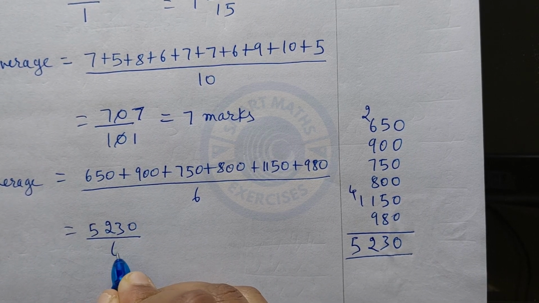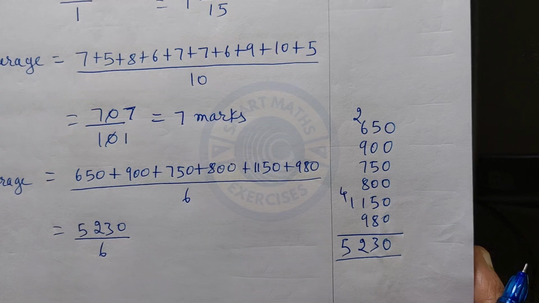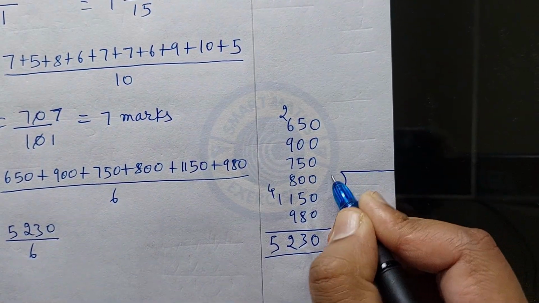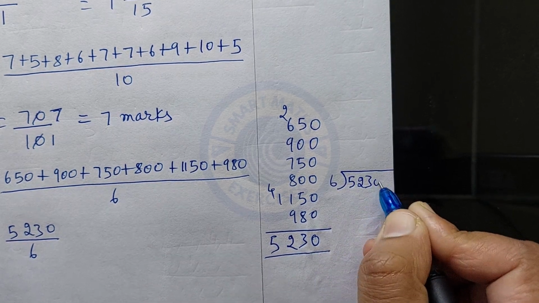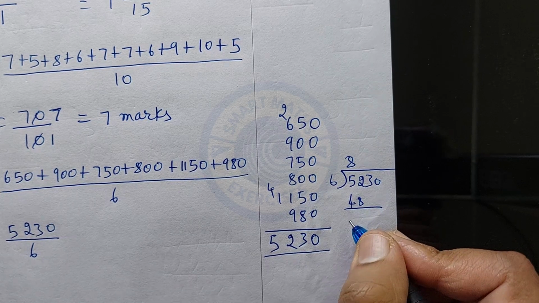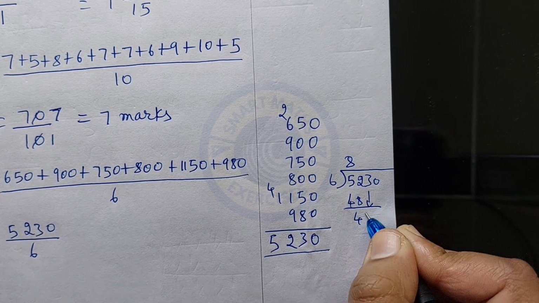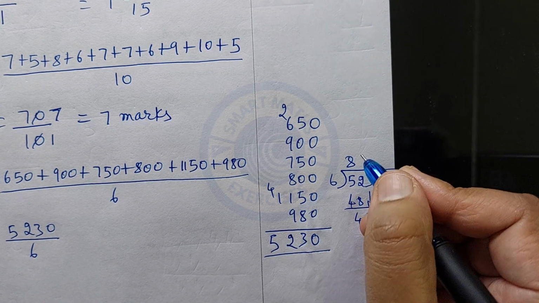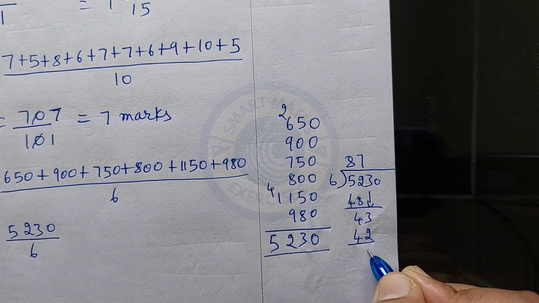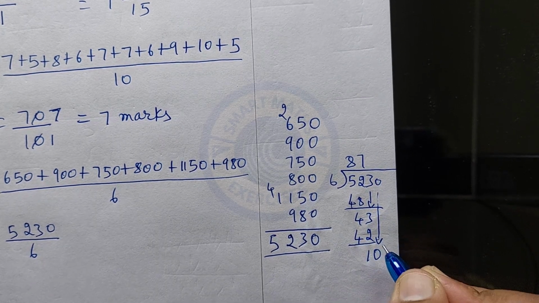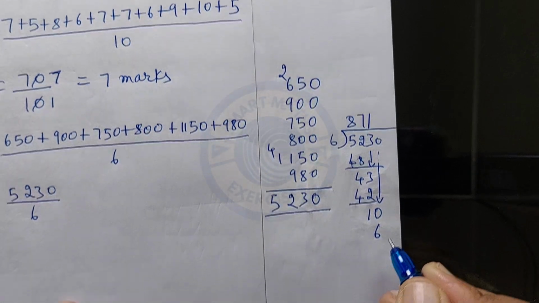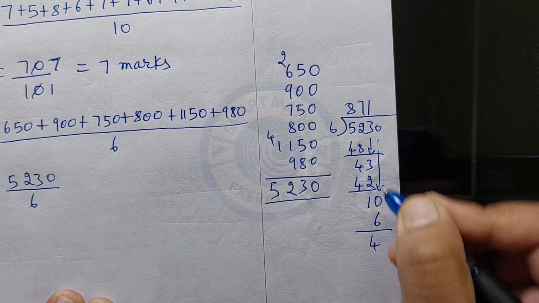5230 divide by 6. So let's divide by 6. 5230. 6 8s are 48. 52 minus 48 is 4. Bring down 3. 6 7s are 42. 43 minus 42 is 1. Bring down 0. 6 1s are 6. 10 minus 6 is 4.